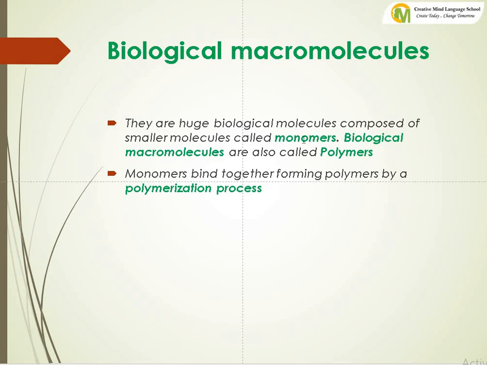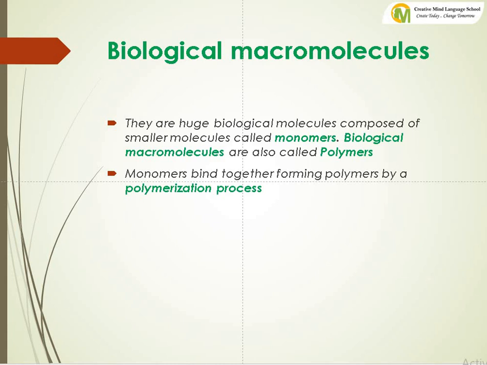Okay, biological macromolecules are huge biological molecules composed of smaller molecules called monomers. So monomer plus monomer gives you biological macromolecules, also called polymers. So one polymer consists of a lot of monomers. The monomers bond together forming polymers by the polymerization process. And focus with me, polymerization process consists of monomers bonding together forming polymers.